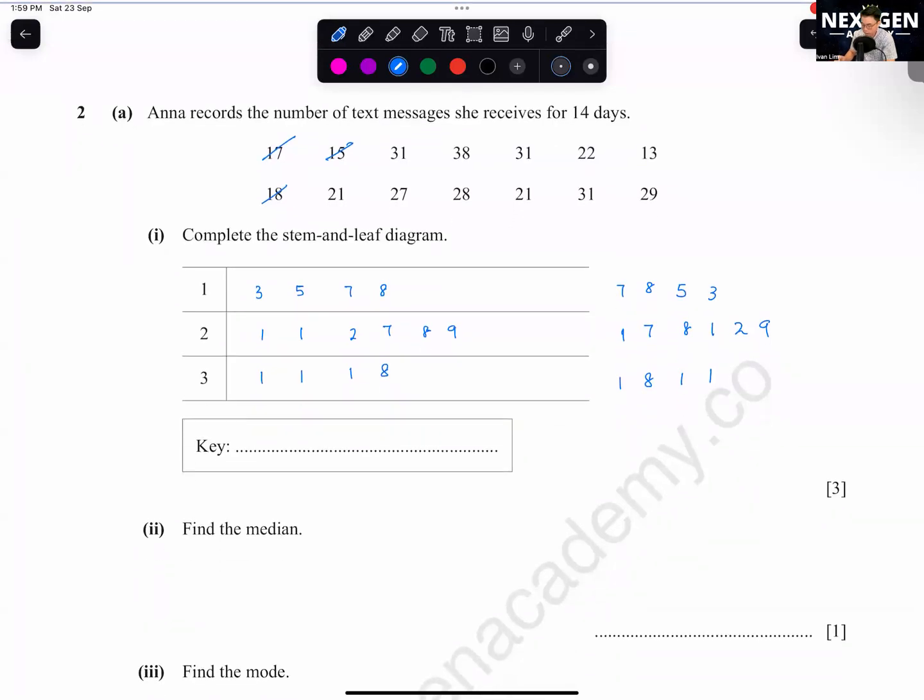Now, you need to write the key also. What's the key? It means what does the value represent? So 1, 3 means 13 messages. Okay. Or whatever value that you want to put up. Okay, you just use any of the values over here.